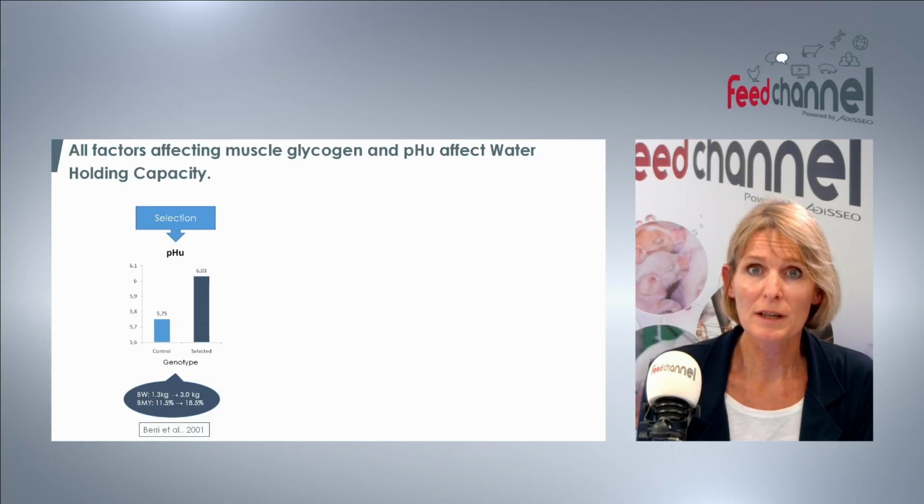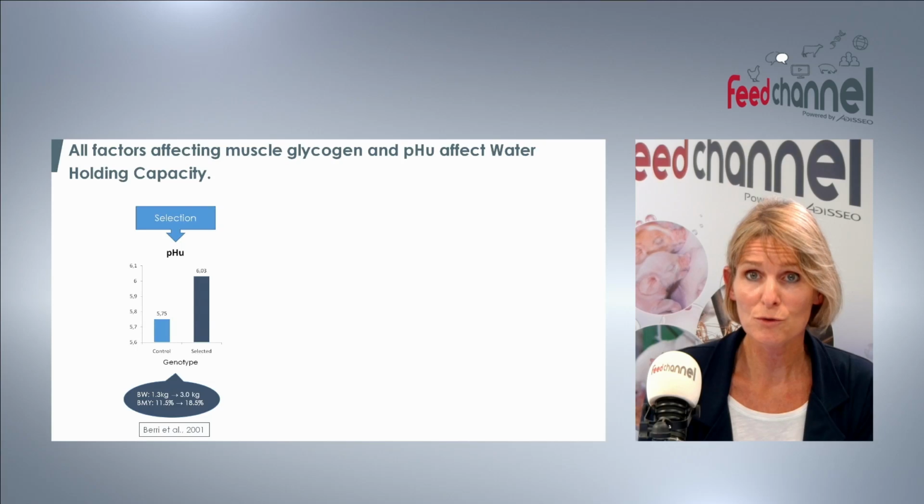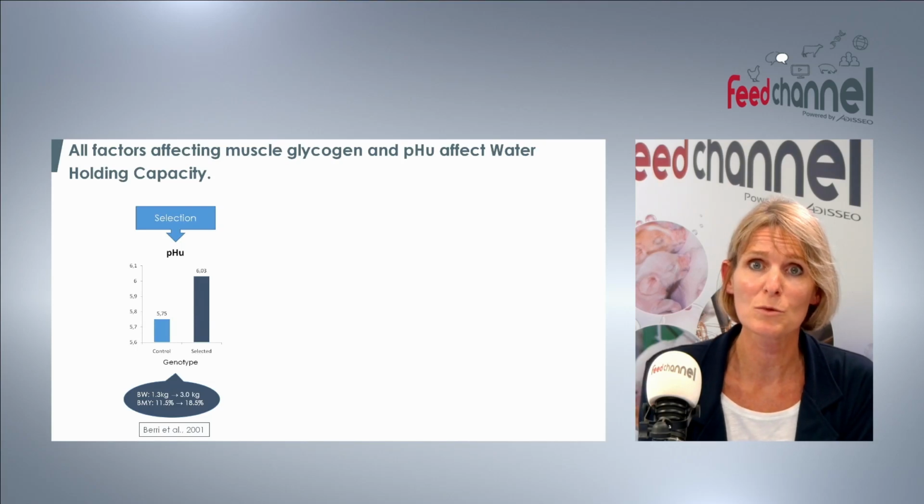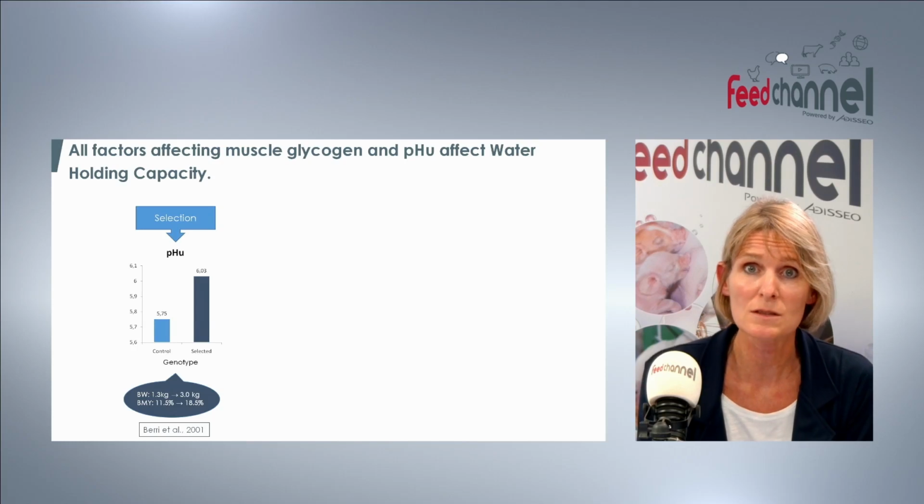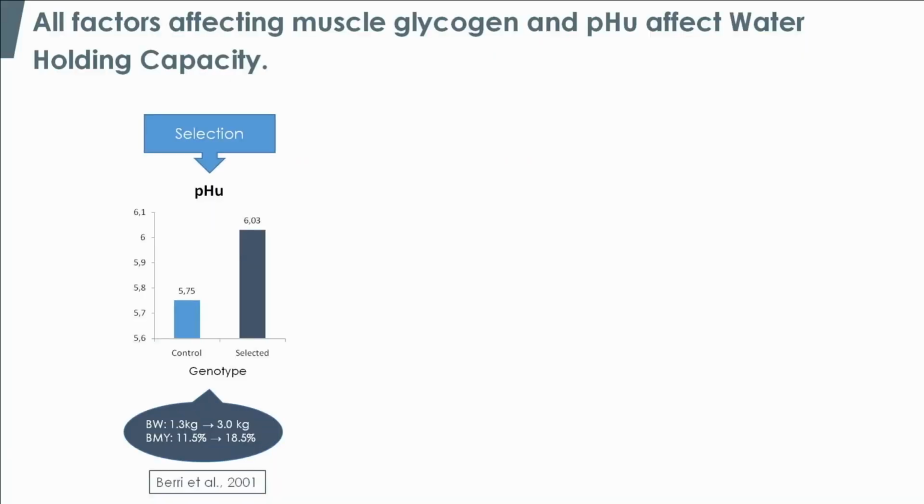Yes, so as we explained, a main factor of variation for drip loss and water holding capacity is the ultimate pH of the meat, which is related to the glycogen content. So solutions that can reduce, for example, the glycogen content of muscle will be efficient to reduce drip loss and cooking loss and improve processing yield.